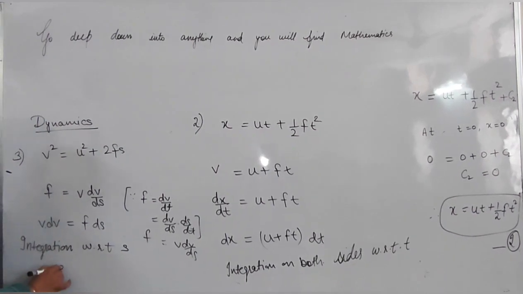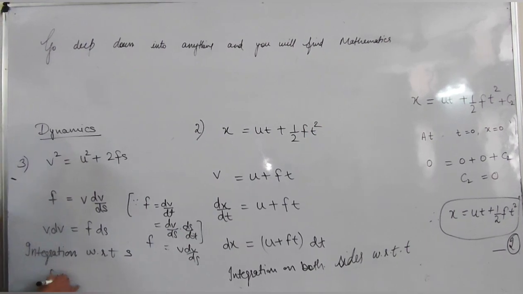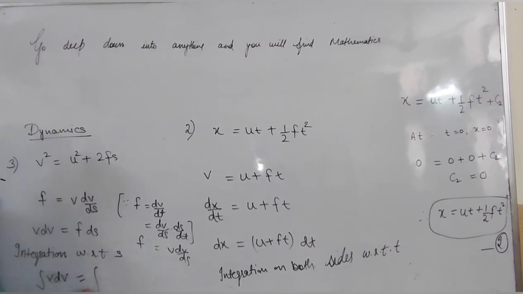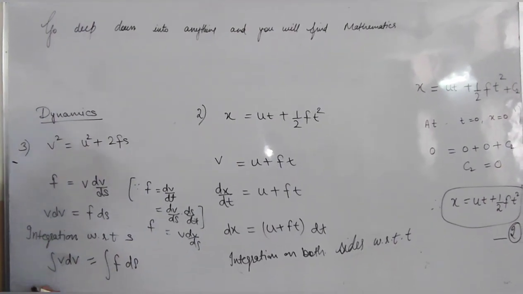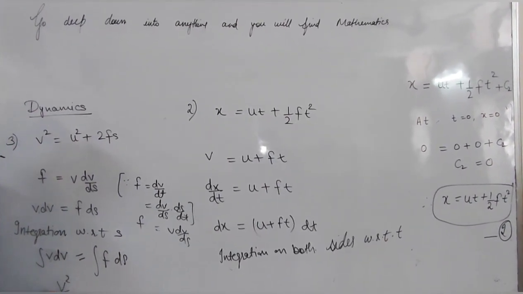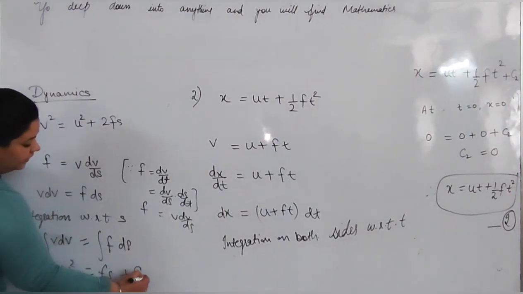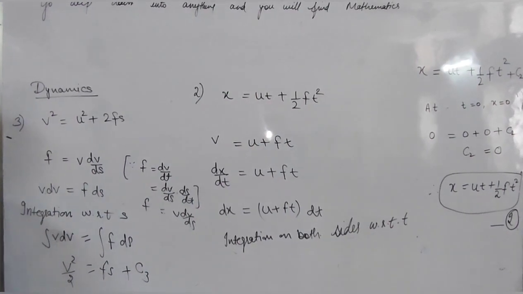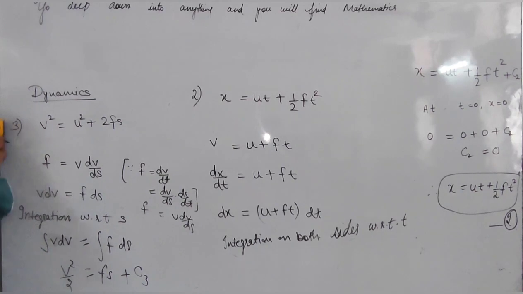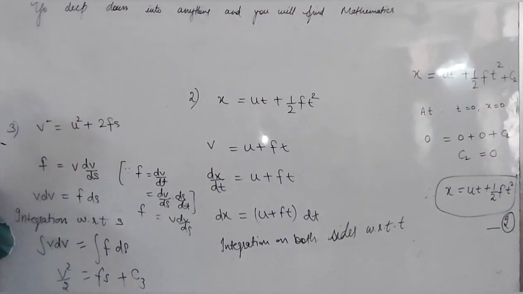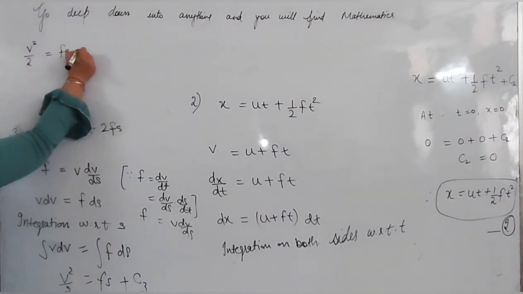So let us write the sign of integration. v dv is equal to integration f ds. That implies v square upon 2. After applying the integration, we have here another constant to balance the equation, because we have again used an indefinite integral. Now we have the equation v square upon 2 is equal to fs plus c3.